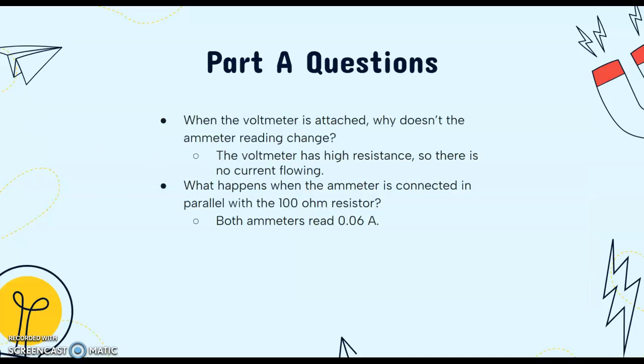Questions to consider for part A. When the voltmeter is attached, why doesn't the ammeter reading change? This is because the voltmeter has high resistance and there is no current flowing, which causes the ammeter reading to stay put. What happens when the ammeter is connected in parallel with the 100 ohm resistor? Both ammeters will read 0.06 A.